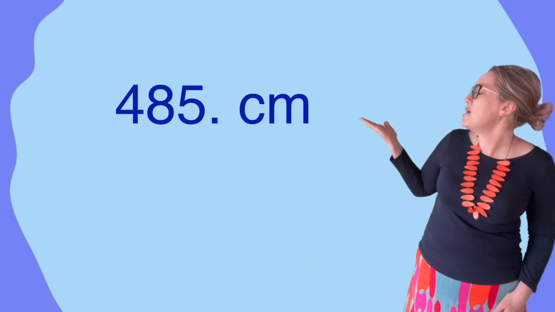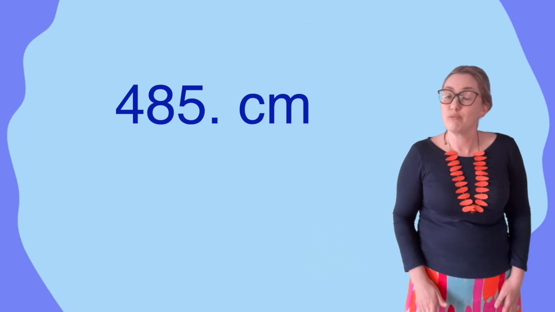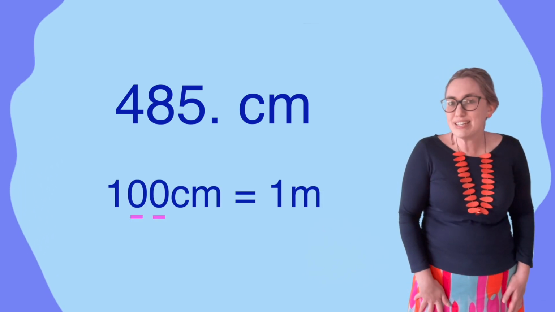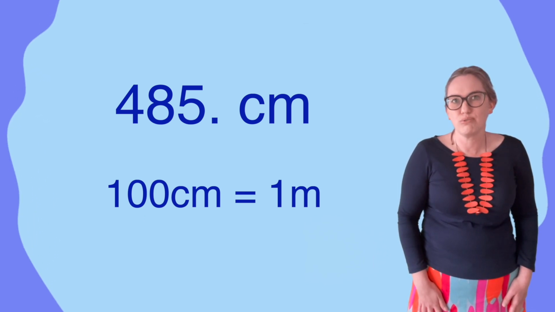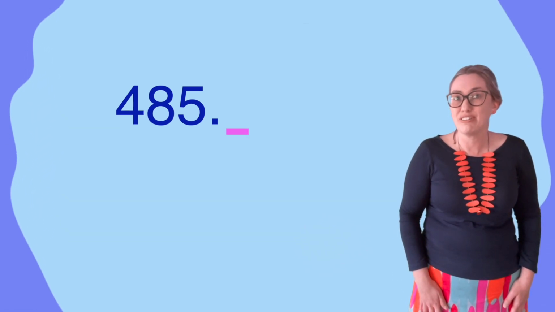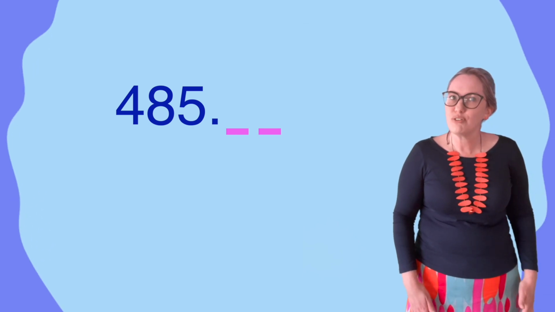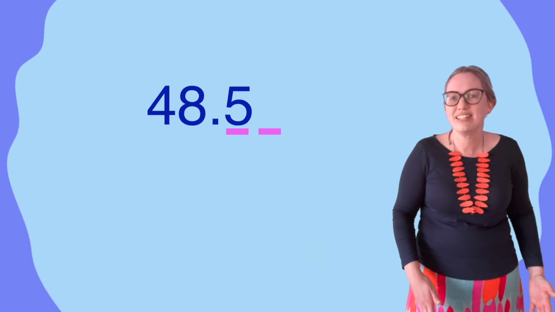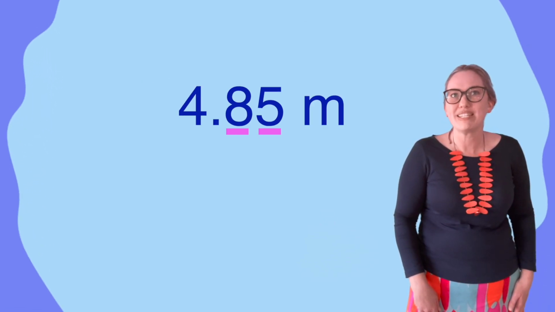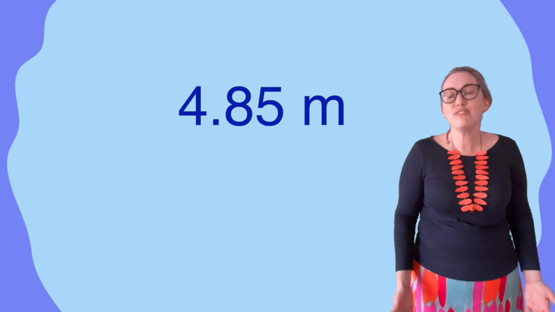Here we have 485 centimetres. To convert this to metres, remember, there are 100 centimetres in a metre, so we will move our number 2 places to the right. This is where our decimal point is very important. As we move our numbers to the right, we move them past our decimal point, ending with 4.85 metres. It's the same process to convert metres to kilometres.